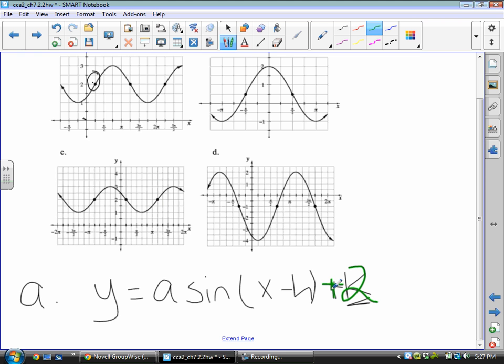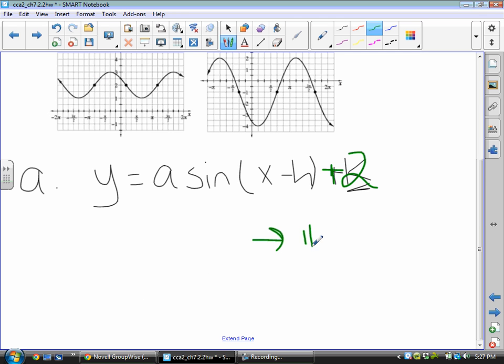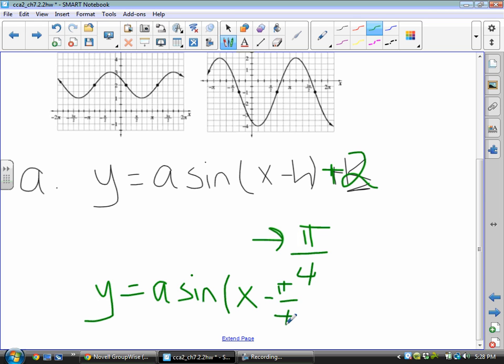If I shifted that down 2 units, and I need to get this point right here to be at (0, 0), I'd have to move it over. This graph is shifted over from (0, 0) by this little interval right here. Each of these little notches on our graph is worth pi over 4 in this particular graph. So it moved to the right pi over 4. To represent that, I'm going to do y equals a times sine of x minus pi over 4, since we do the opposite of the shift, and then it moved up 2.